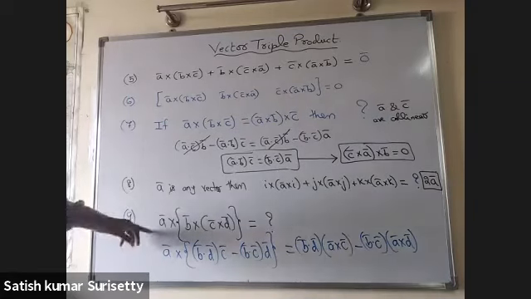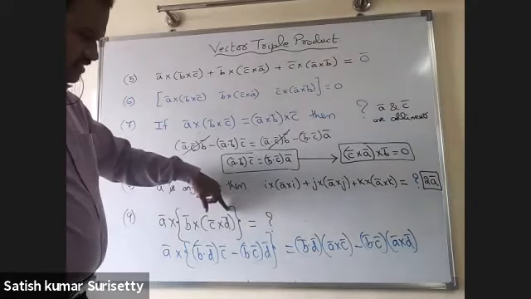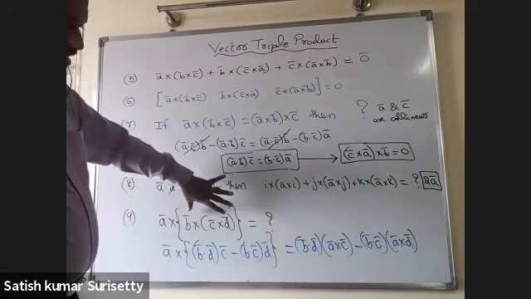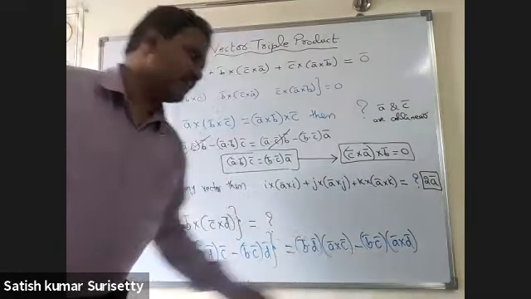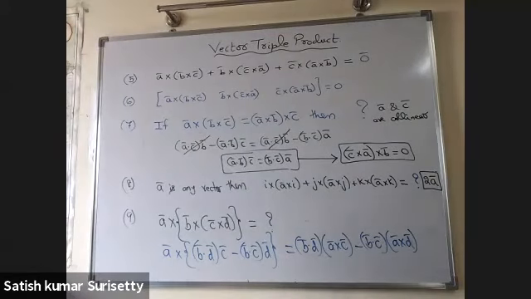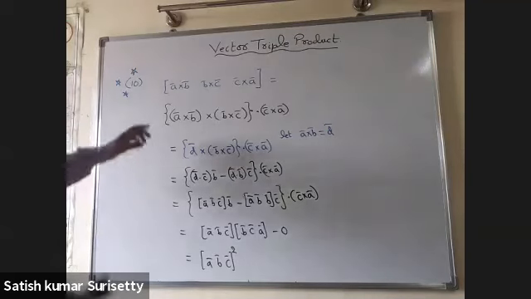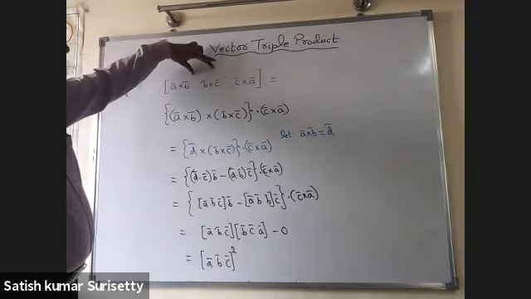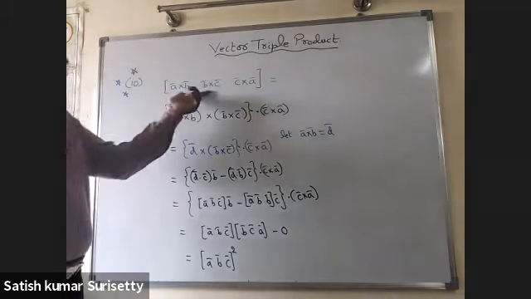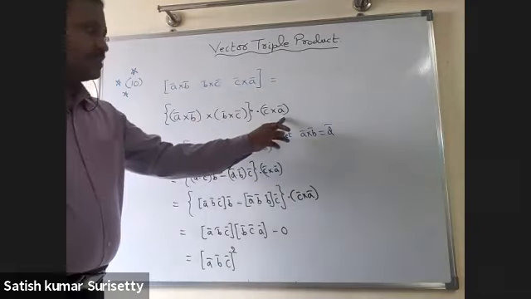So A cross B cross C cross D is a vector only, which is the linear combination of A cross C and A cross D. Scalar triple product of A cross B, B cross C, C cross A. So as per the definition, we can write it as the cross product of the first two vectors with dot product of the third vector.